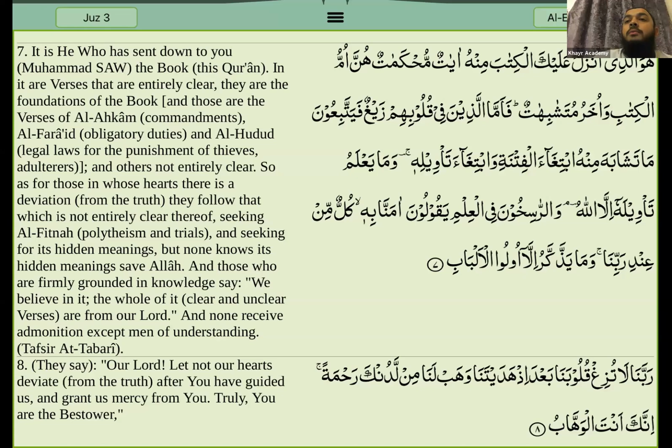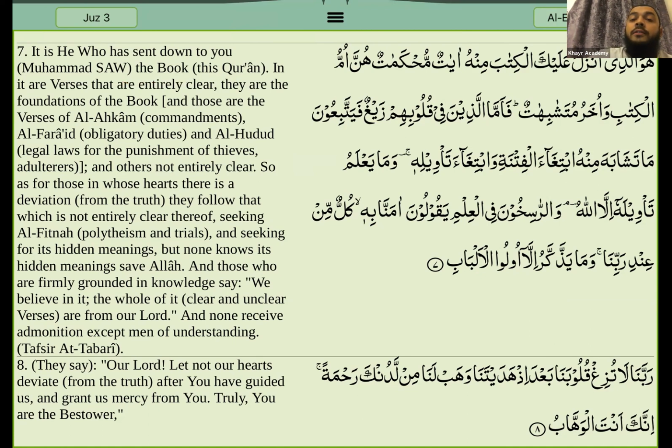It comes in the Quran. Let me just show you the verse. I've taken a screenshot. It comes in Surah Al-Imran, verse number 7. Huwa alladhi anzala alayka al-kitab. Allah has sent down upon you the Kitab, the Quran. Minhu ayatun muhkamat. In the Quran itself, there are some clear verses.